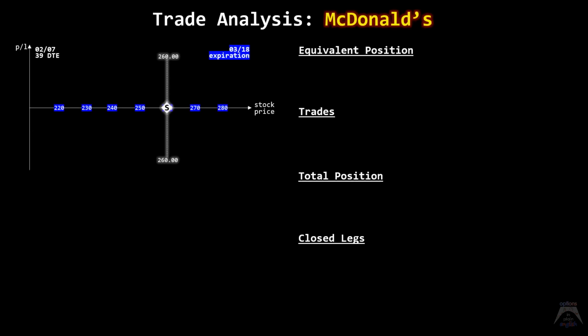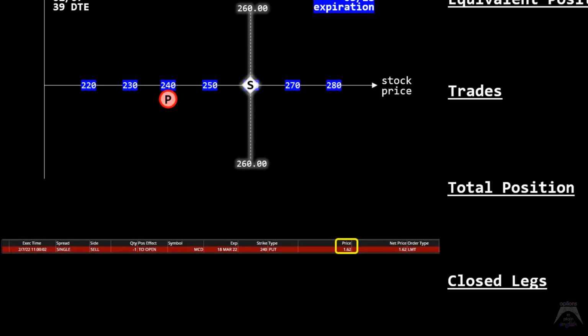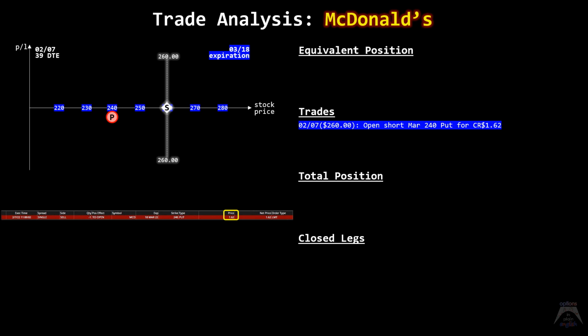Now, we'll do a full trade analysis for this position from the beginning, keeping track of open P&L and realized P&L along the way. We'll start with adding a short March 240 put when the stock price is at around $260 with 39 days to expiration. We get this order filled for a credit of 162, so our trade is to open the short March 240 put for a credit of 162.